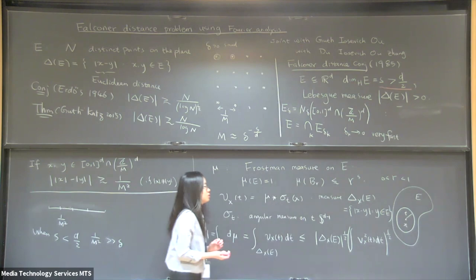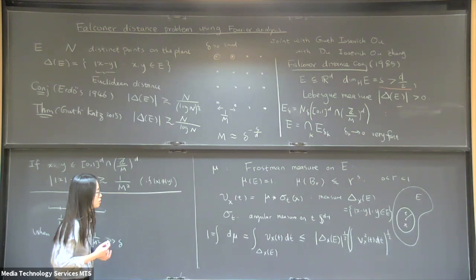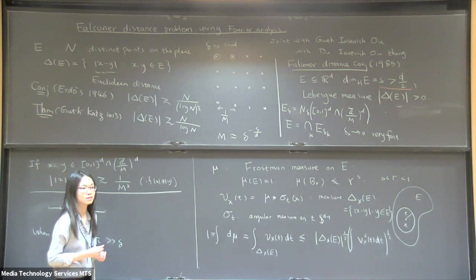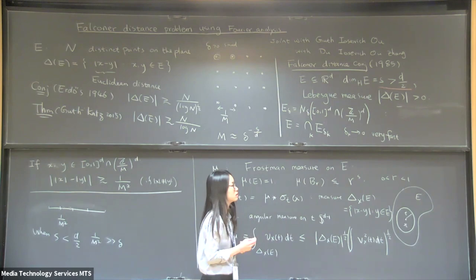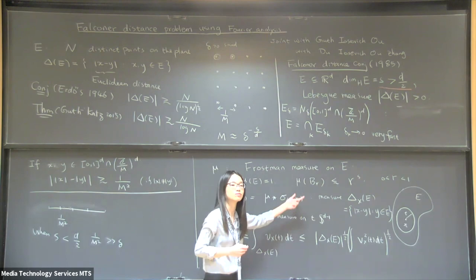Sorry, I didn't quite catch the definition. What is the definition of the Frostman measure? It has to be a probability measure, and it has to obey that, and then what else? That's just the definition there? Yeah, for any ball? Yes. So centered at any point in E? Not necessarily centered at a point in E, just any ball. For any ball? Bounded by R to the S, yeah.